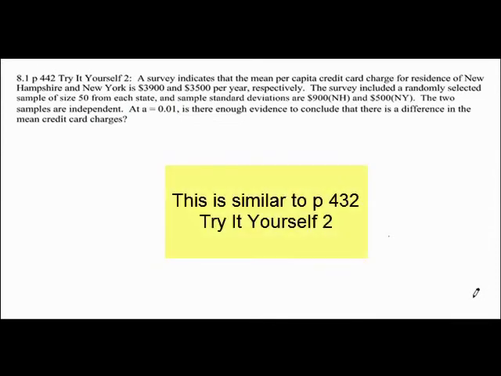A survey indicates that the mean per capita credit card charge for residents of New Hampshire and New York is $3,900 and $3,500 per year, respectively. The survey includes a randomly selected sample of size 50 from each state, and the sample standard deviations are 900 for New Hampshire and 500 for New York. The two samples are independent. At alpha equals 0.01, is there enough evidence to conclude that there is a difference in the mean credit card charges? So the first thing we're going to do is just jot down all this data that we have.